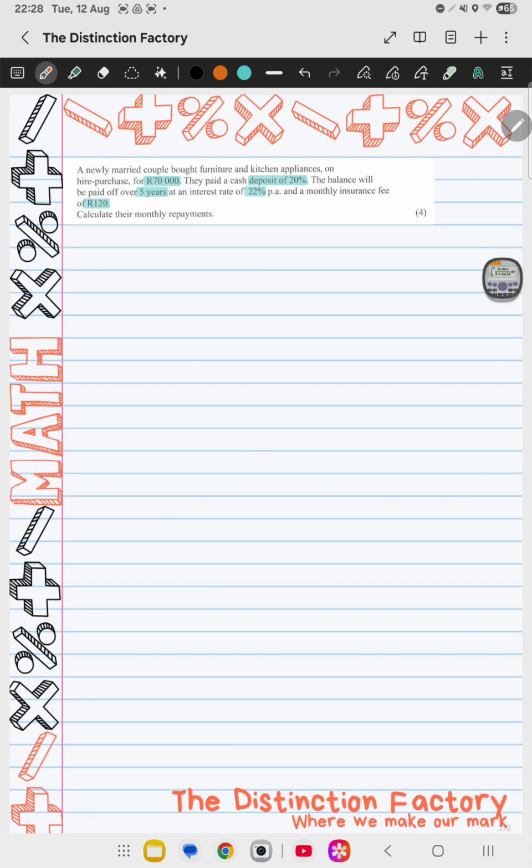So we have 4 steps to complete this. You can find the 4 steps and their explanations in the previous video. The first thing that we want to do is calculate the deposit that is owed. So we will say deposit. And the deposit is 20% of the cash price of 70,000 Rand. So we will say 20% times by 70,000 Rand.